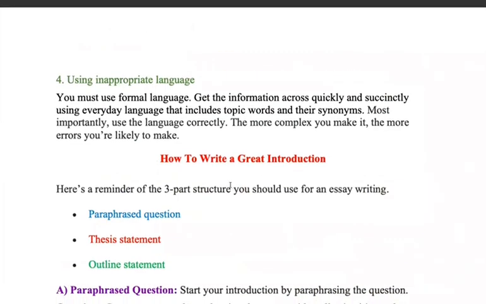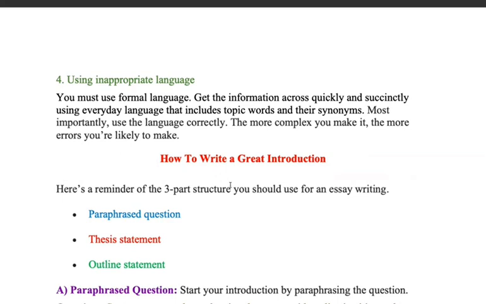Last but not least, number 4, for the 4 errors that lots of students make when writing their essays, not using appropriate language. You need to use academic, formal language. So try to avoid informal language or slang words, okay? So keep it simple.